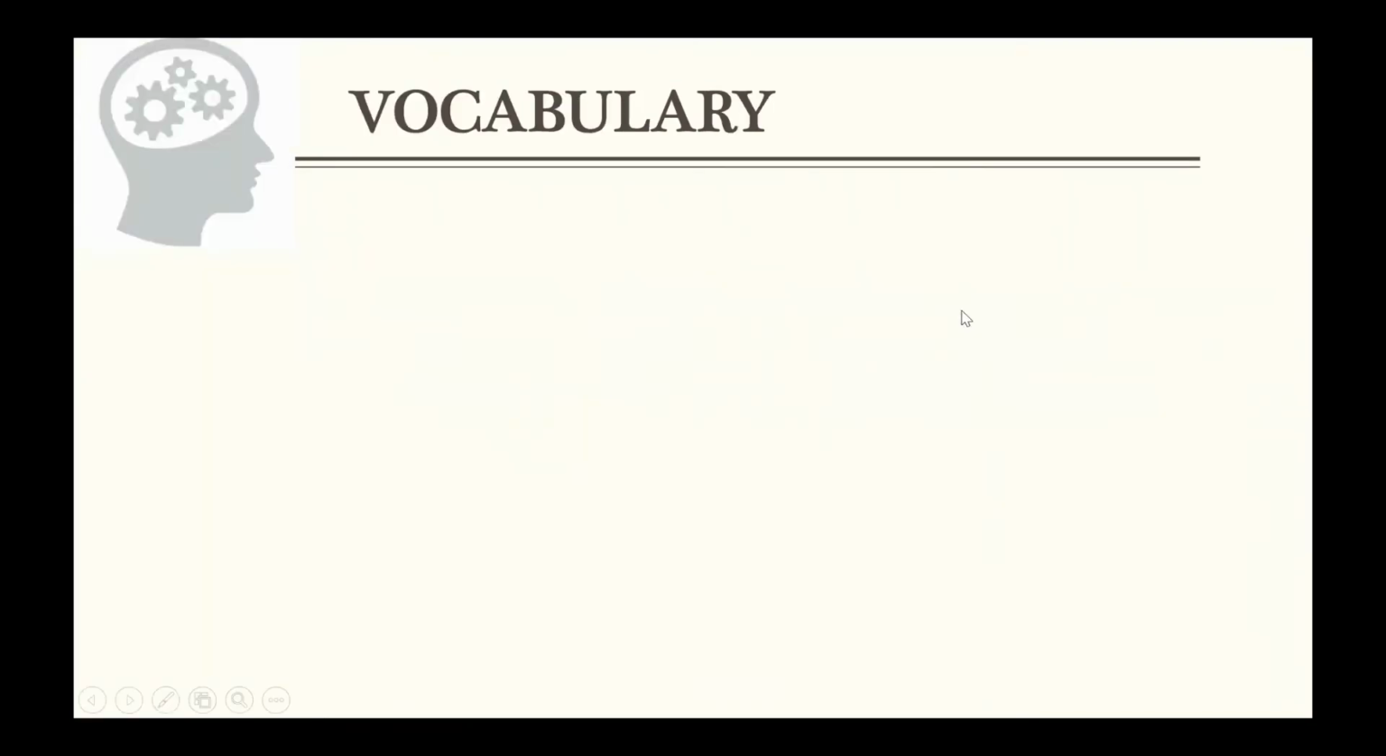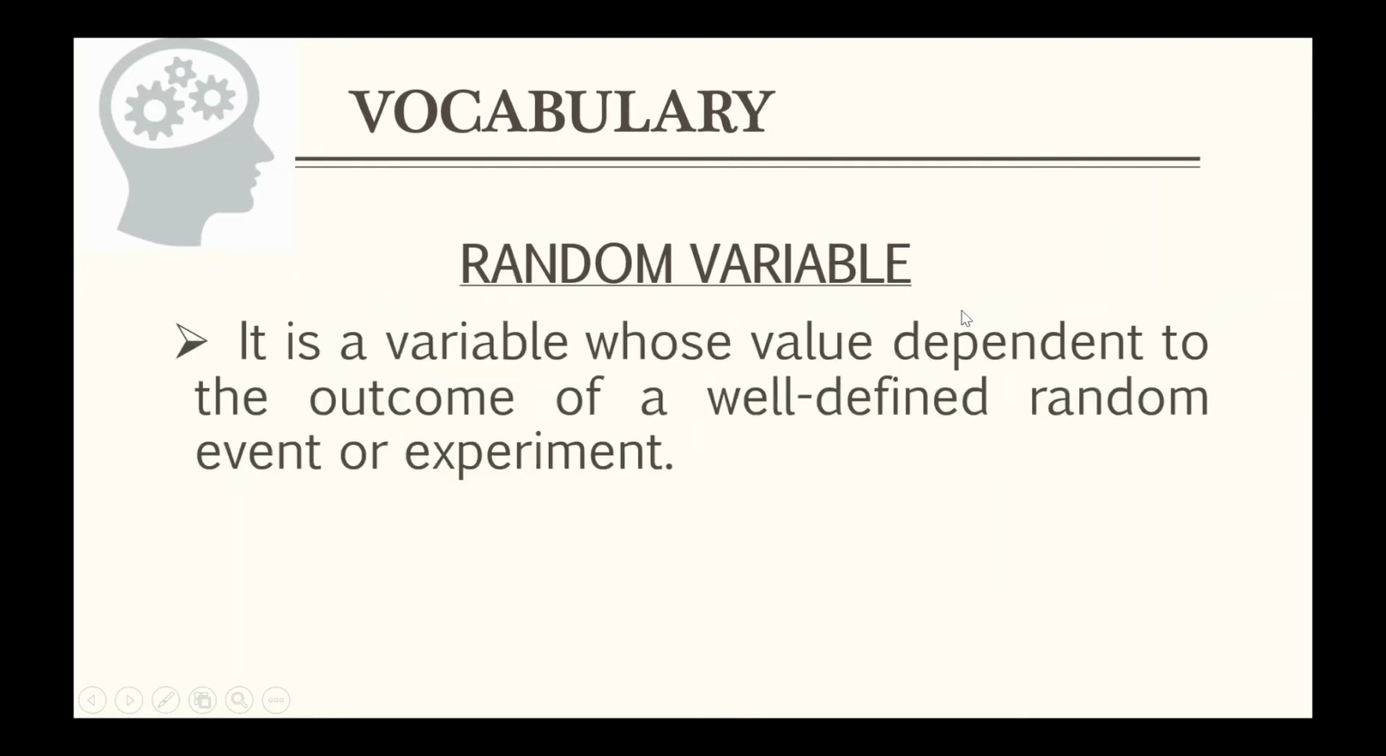The next one is random variable. It is a variable whose value is dependent on the outcome of a well-defined random event or experiment. For example, tossing 3 coins. Determining the number of heads is an example of a random variable. A random variable can be either discrete or continuous.